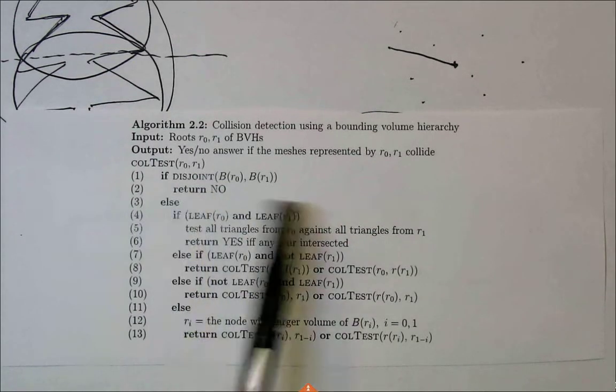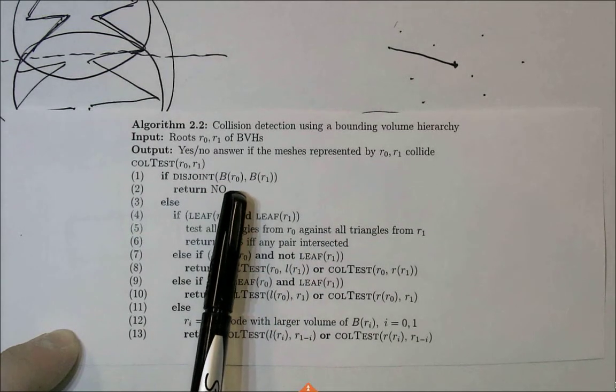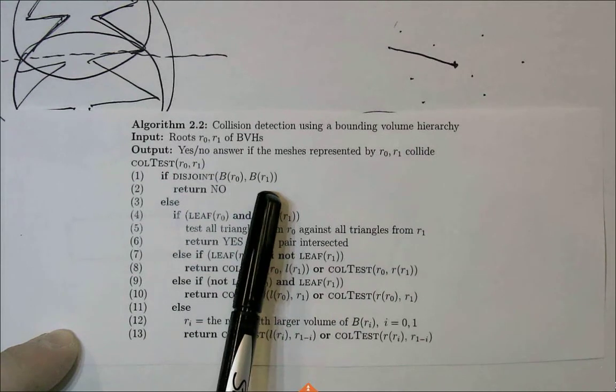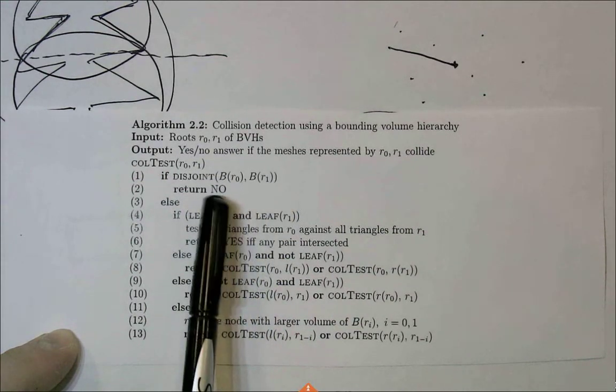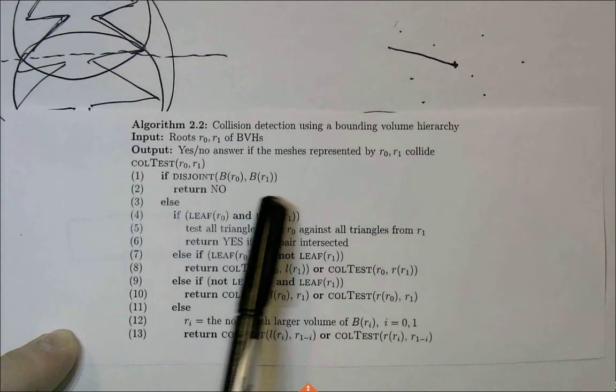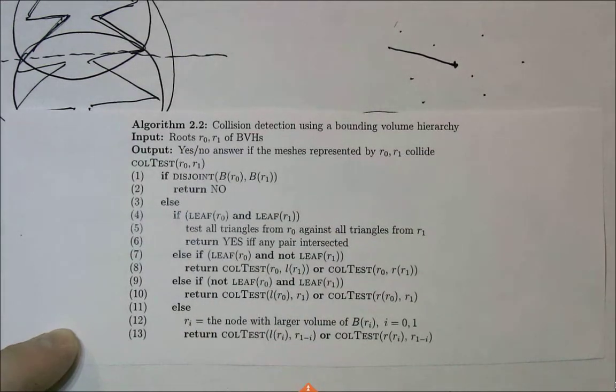So the first thing we do is test the bounding volume of R0 against the bounding volume of R1. That's this B notation. That means retrieve the bounding volume of R0, retrieve the bounding volume of R1, and test if they are disjoint. Whatever bounding volume type we are using, we need to test if they are intersecting or not. As we said, for spheres that's really simple. All we have to do is compute the distance of the centers of the spheres and compare it to the sum of the radii. Trivial.